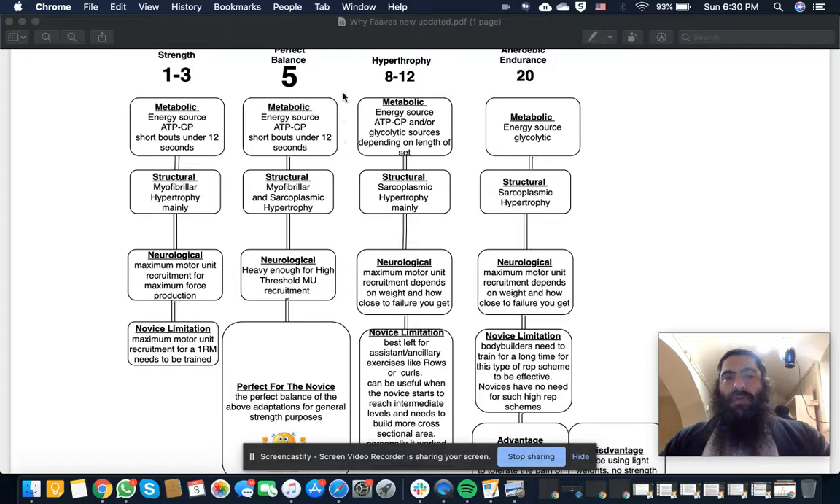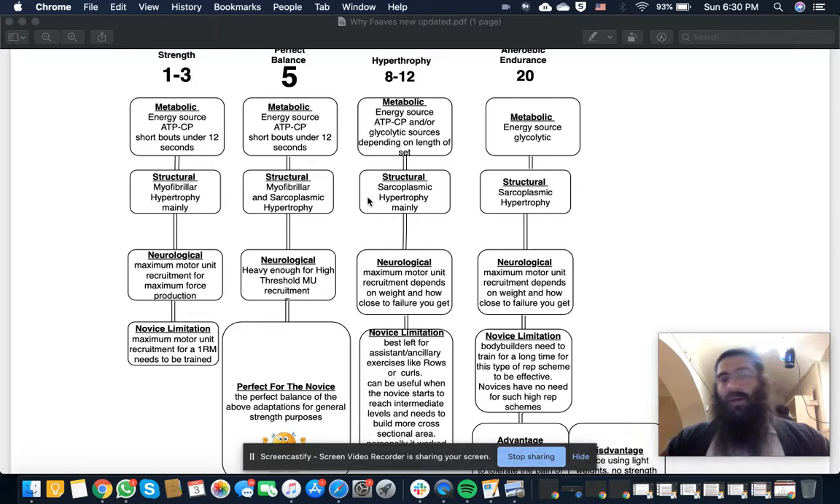The hypertrophy 8 to 12 is the metabolic energy source is ATP-CP and or glycolytic sources, depending on how long the bout is. Once it starts going to the 1 to 3 minutes, it will be more in the glycolytic sources. Less than that, like we see with the ATP-CP, it's around about 12 seconds, between 12 and 1 minute. Okay, structural, it's more focused on sarcoplasmic hypertrophy.